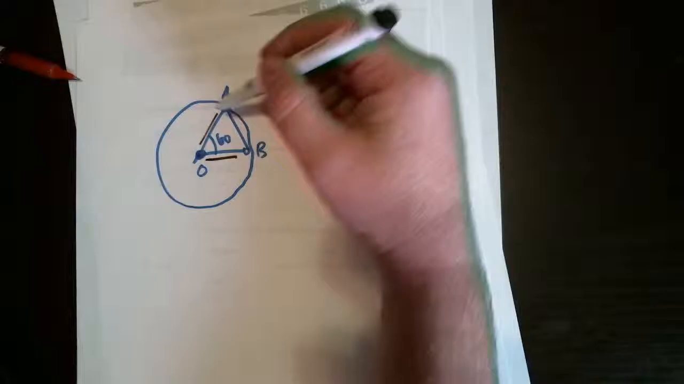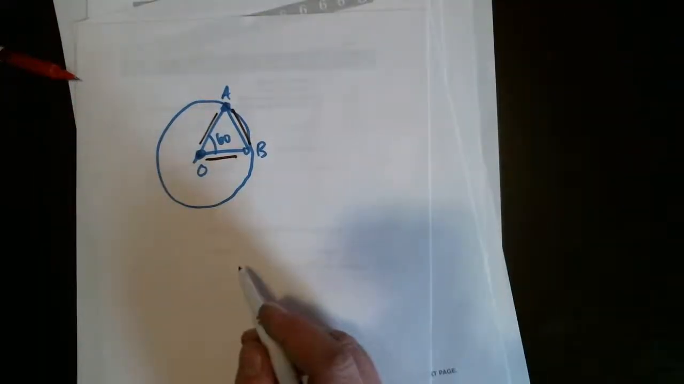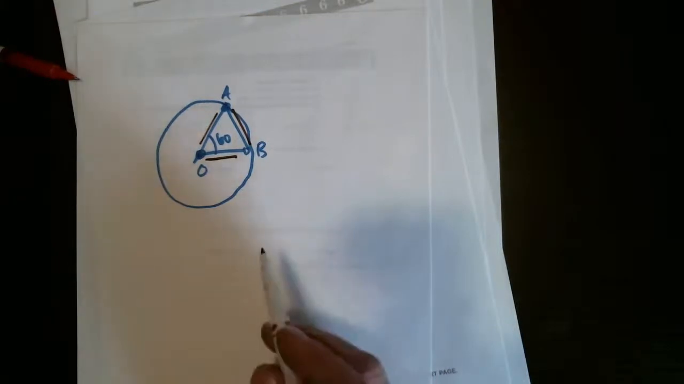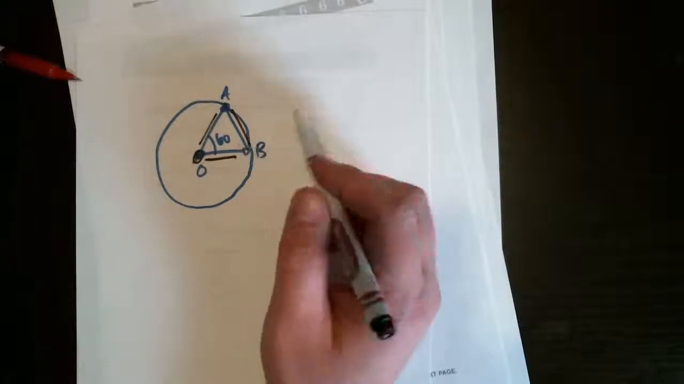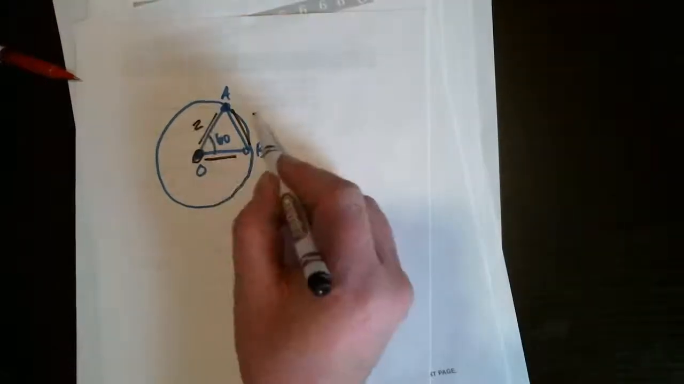But if the perimeter of the AOB is 6, then this side plus this side plus this side, add them up and you get 6. So then, should the O to B be 2? Right. And so if we had to guess, 2, 2, and 2. Okay, that makes sense too.